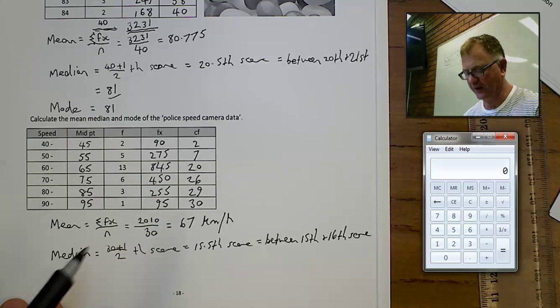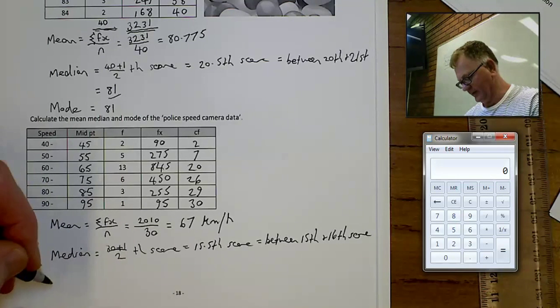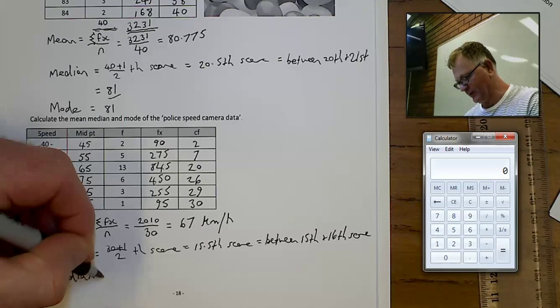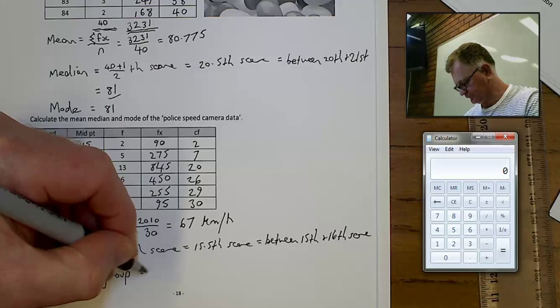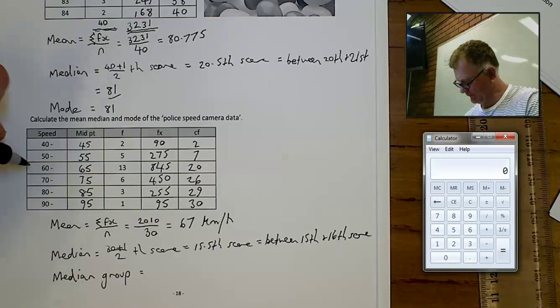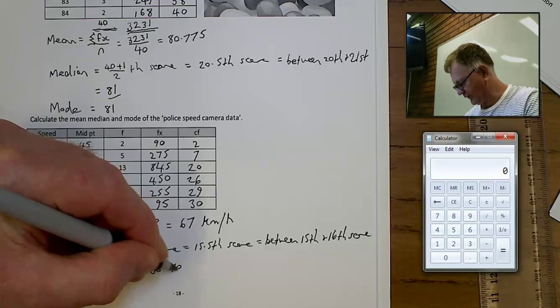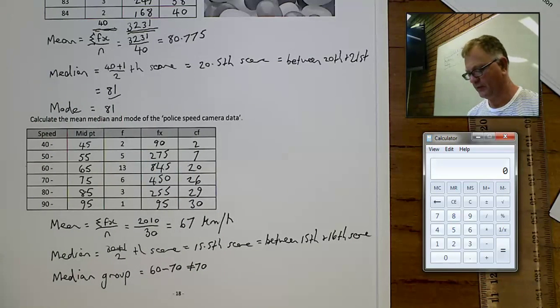Now we don't know exactly what it is anymore, so what we're going to have to say is that the median group is the group 60 up to 70. So rather than say the median, we can say, with group data, it's often best to talk about the median group. It's the group 60 to 70, not actually equaling 70. What about the modal group?